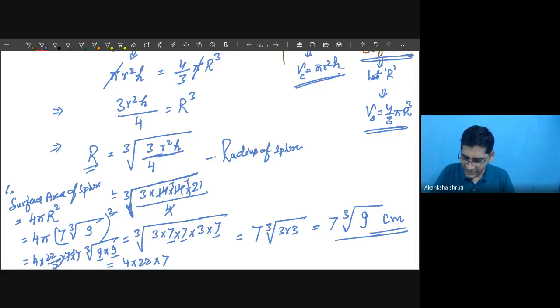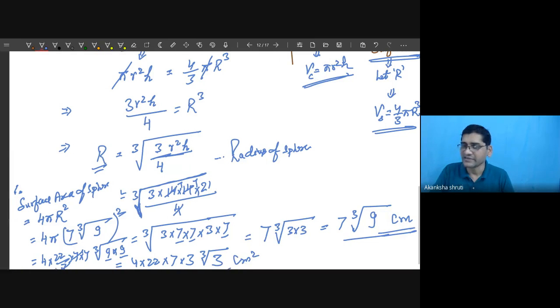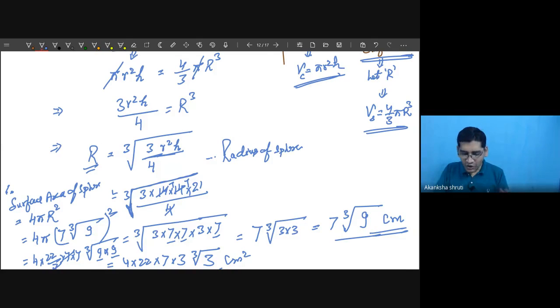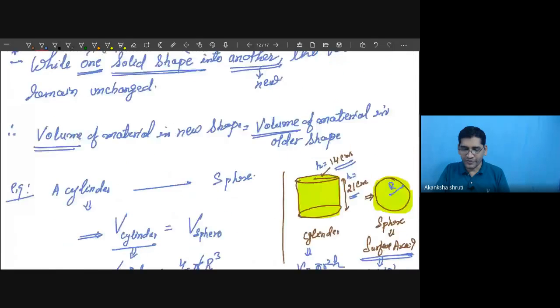4 of the 3, 9 into 9. So one of the 3 can be taken out. What is left inside the cube root is one of the 3, and the order of these 3 will remain this much. So you just simplify this, and this much centimeter will be your answer. It's so simple. So this is the concept of transformation.